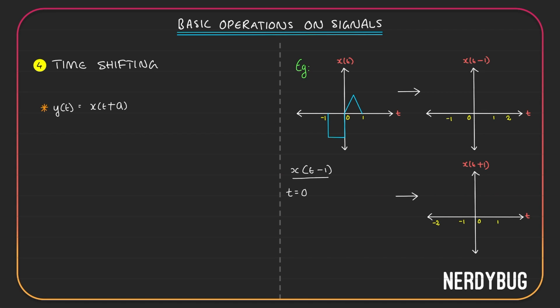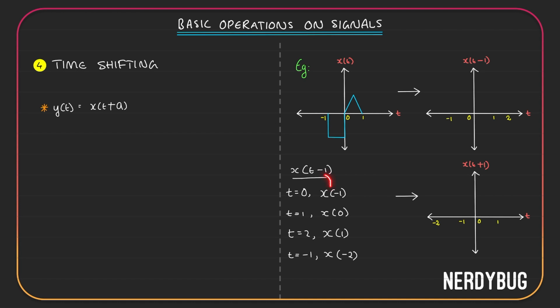When t is equal to 0, what will be x of t minus 1? It will be x of 0 minus 1, that is x of minus 1. At t equal to 1, what will be x of t minus 1? X of 1 minus 1, that is x of 0. At t equal to 2, it will be x of 2 minus 1, that is x of 1. On the other side, when t is equal to minus 1, we get x of minus 1 minus 1, that is minus 2. So you can see what is happening here.